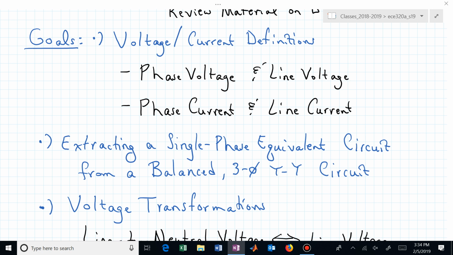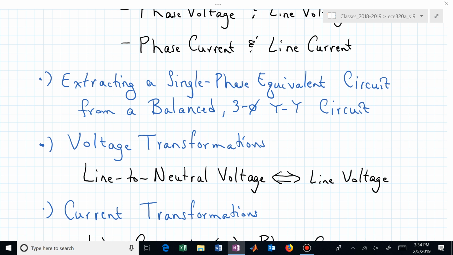Then, if we have a balanced three-phase YY circuit, we will extract a single-phase equivalent, which allows us to now tackle three-phase problems, Chapter 11 material, using Chapter 10 techniques, sinusoidal steady state. Except once we find a single phase, if we want to now go and say what's the total real power, reactive power, complex power, we need to start thinking multiple of 3, since we have the 3 phases, A phase, B phase, and C phase.